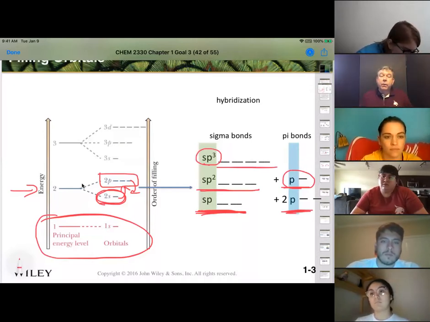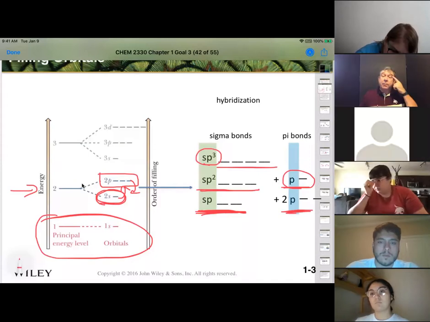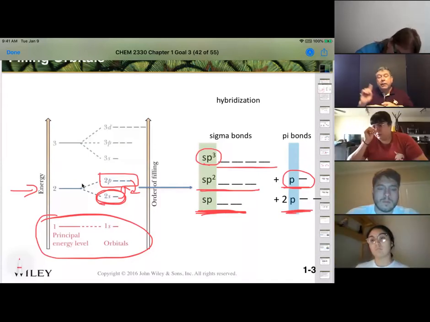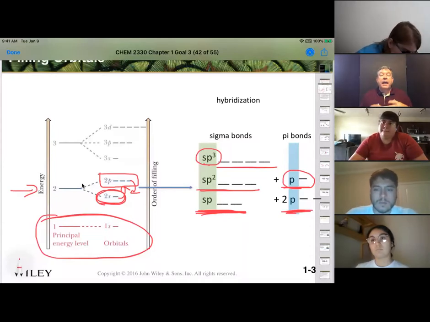When we get 4 equivalent orbitals, that means that they're all the same shape, and they're going to all point away from each other as far as they can, and that's where we get the tetrahedral shape of carbon.